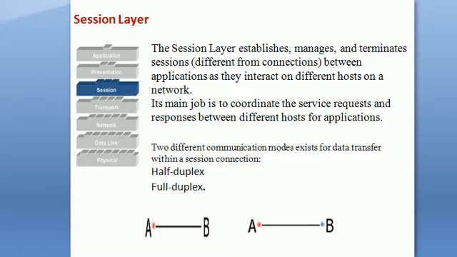Now, full duplex. Full duplex communication between two components means both can transmit and receive information between each other simultaneously, like in your telephones. In your telephones, you can receive and you can transmit the information simultaneously. That's your full duplex communication.